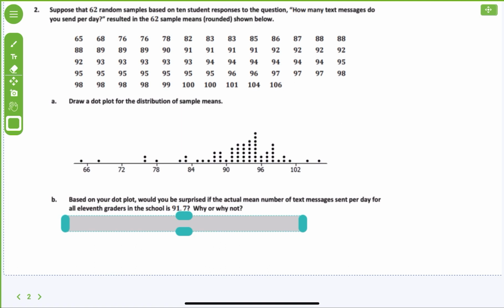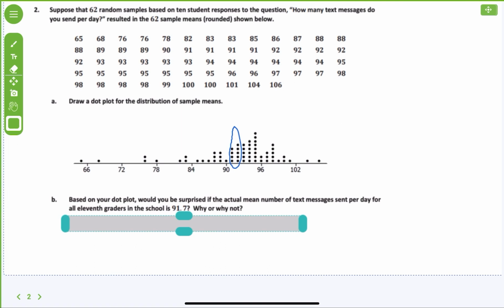draw a dot plot for the distribution of the sample means. Well, luckily you don't have to do that. There it is. If you do not know how to draw a dot plot, you need to look that up or ask a teacher. So B says, based on your dot plot, would you be surprised if the actual mean number of text messages sent per day for all 11th graders in the school is 91.7, which would be about right here? Okay.